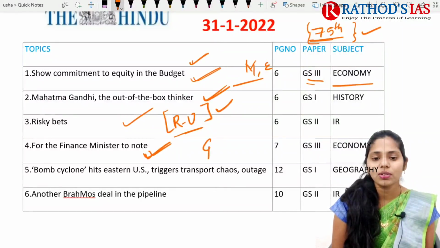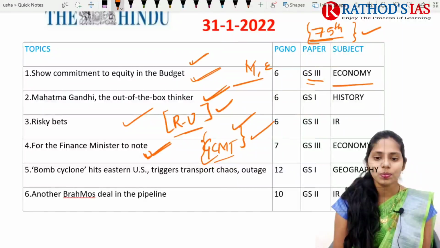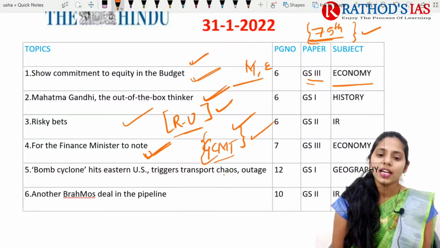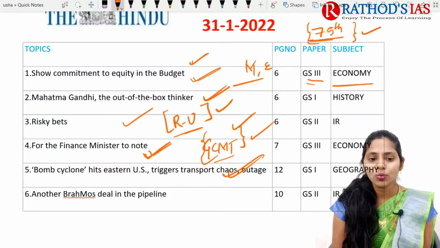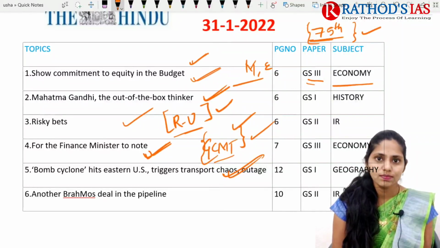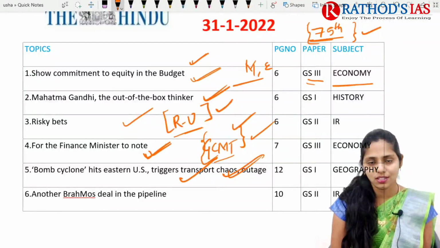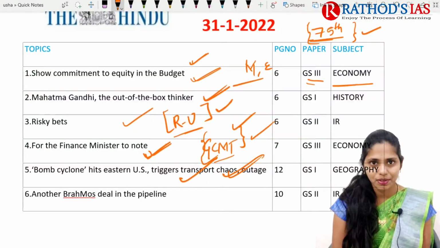And this is mainly talking about the global corporate minimum tax. Already I discussed this topic in great detail. So please do search in our YouTube channel, then you can find that video. And next topic it is regarding the bomb cyclone. So this bomb cyclone which hit eastern US triggers transport chaos. Here you need to know some facts regarding bombogenesis. Actually this article is important from your geography point of view, which mainly comes under GS paper 1.